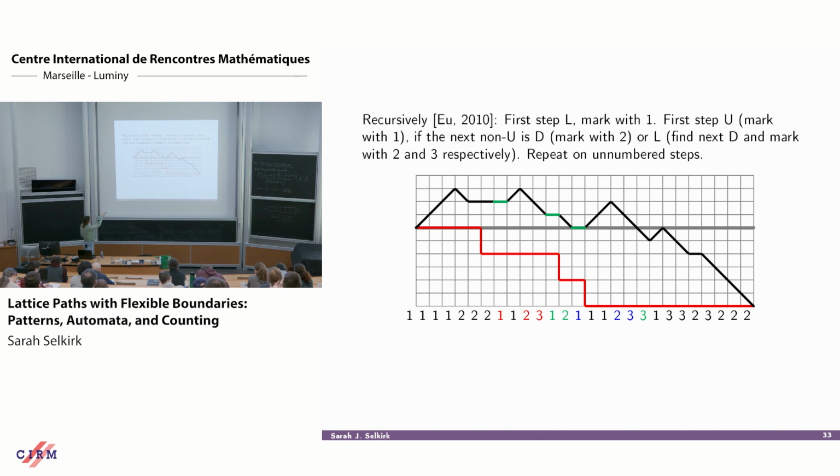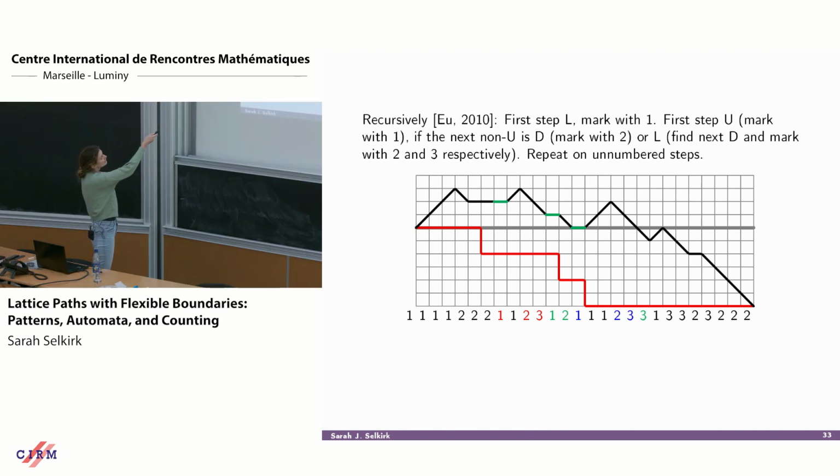We mark that 2. Then we repeat the marking on the path that remains. So we have an up step on what remains. We go for the next non-up step, which happens to be a flat step. We mark it 2, and then we look for the next non-marked down step. So this one is marked. So we continue for a while until we get to the next non-marked one, and that gets labeled 3. And we repeat this process until everything in the path is marked.